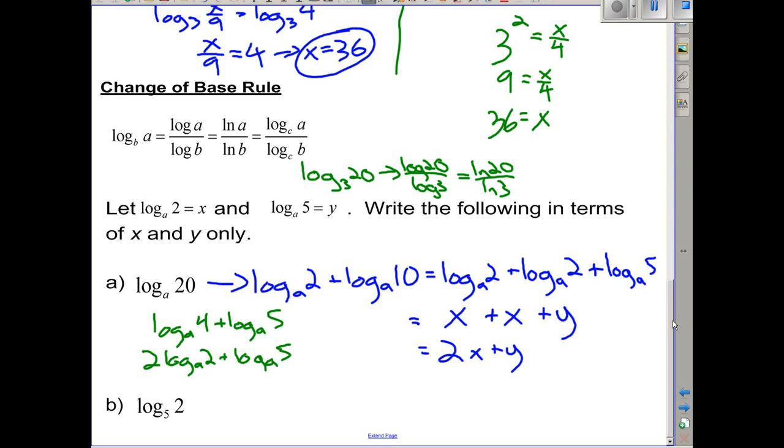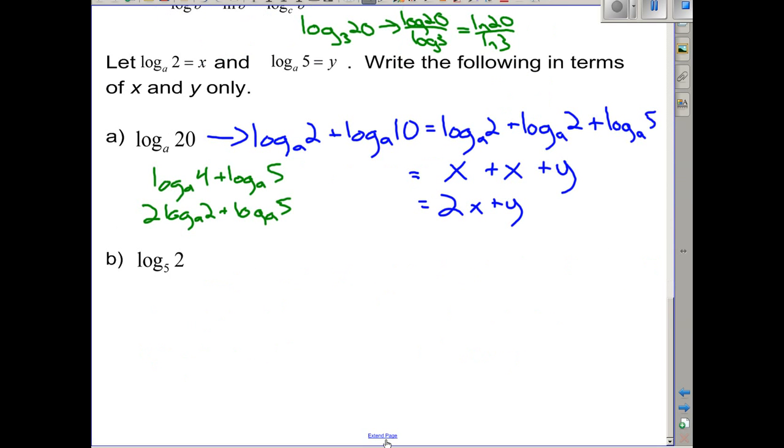All right, here's where it gets kind of fun. Log base 5 of 2. If I wanted to do this in my calculator and just find what the value of that is, I'd probably go log of 2 divided by log of 5 using the change of base rule. Oh, but that's not what we're being asked for. Not the value of this, but how we could express it in terms of x and y.